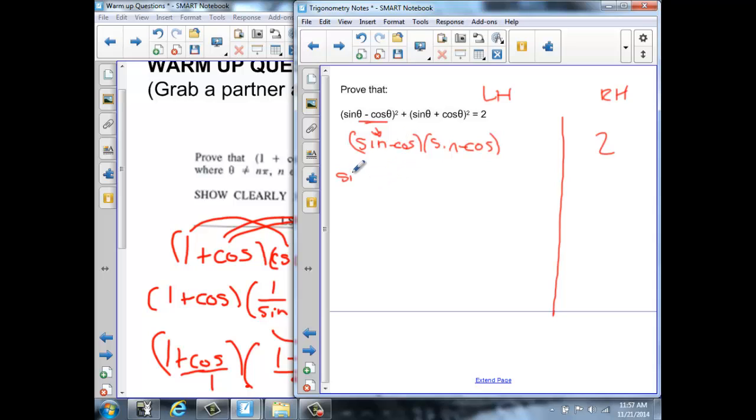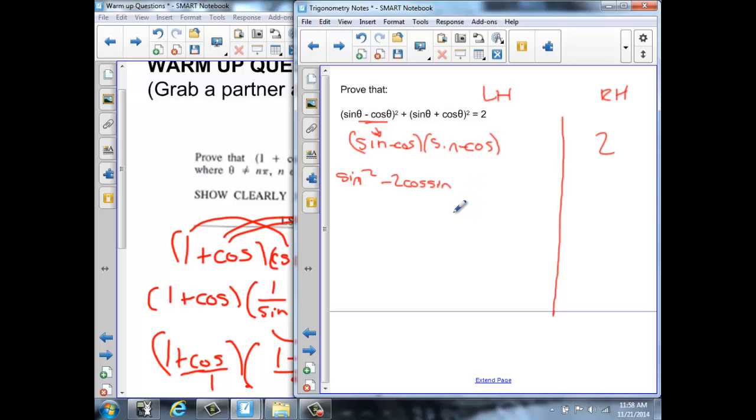Well, sine times sine would be sine squared. Then you'd get a negative cosine and a sine. But then we do the other set, you'd get a second negative cosine and a sine. So you'd actually have negative 2 cosine sines.